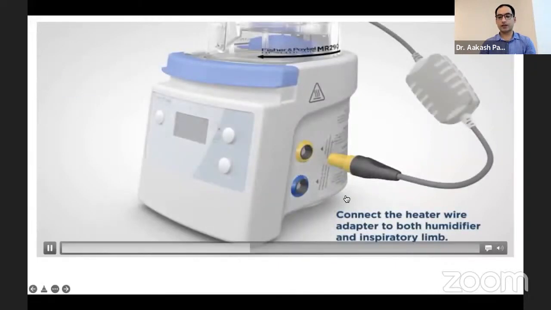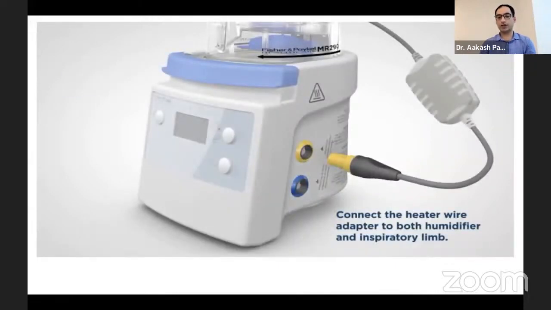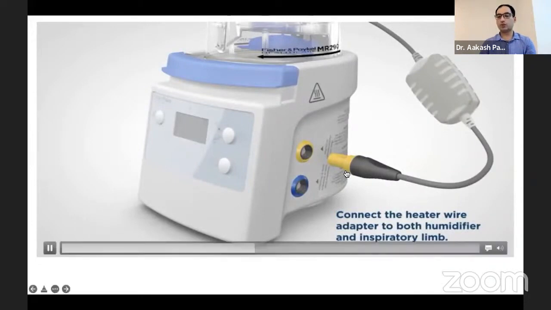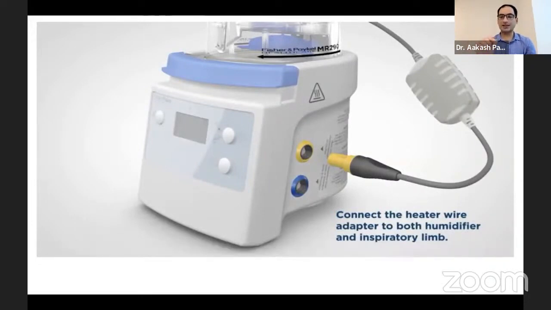And then these are heater wire adapters, which are color coded. So for the yellow circuit, the wire has to be yellow. And again, on inserting, you will hear a click, and that shows that the line is in place. This is to give the heater output to the chamber, that is the heater plate which we saw initially, to increase the temperature to the desired level.